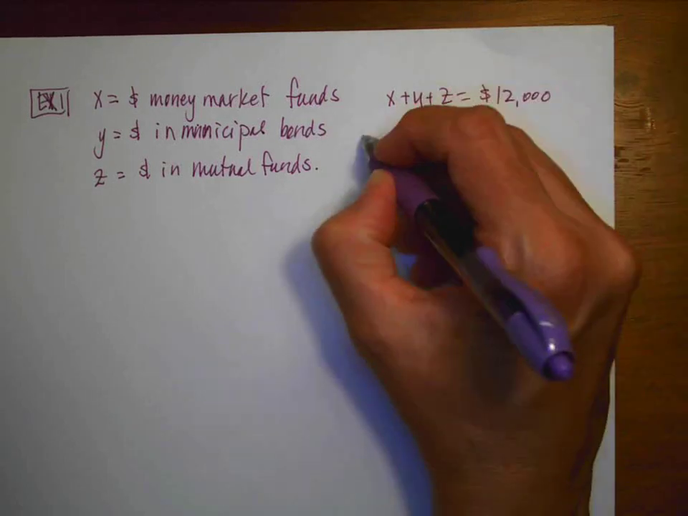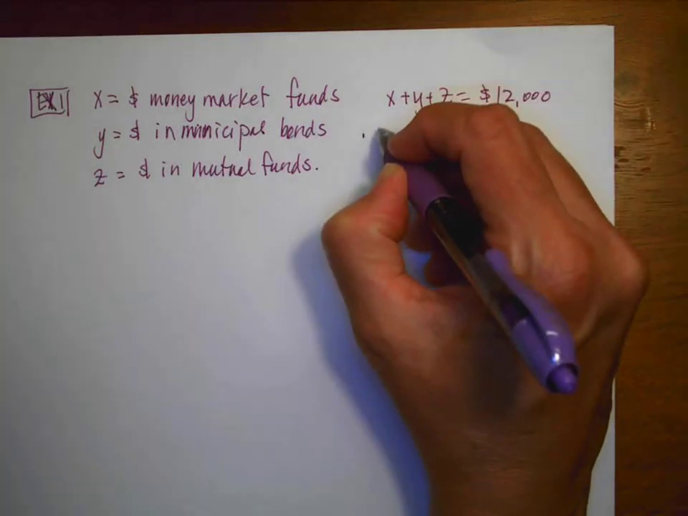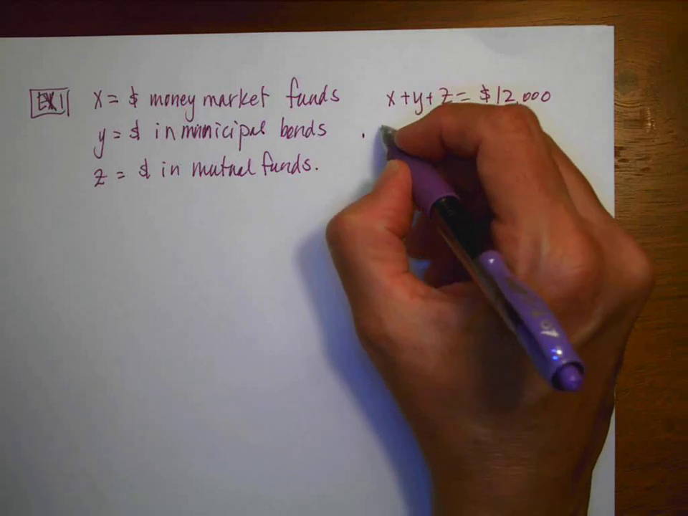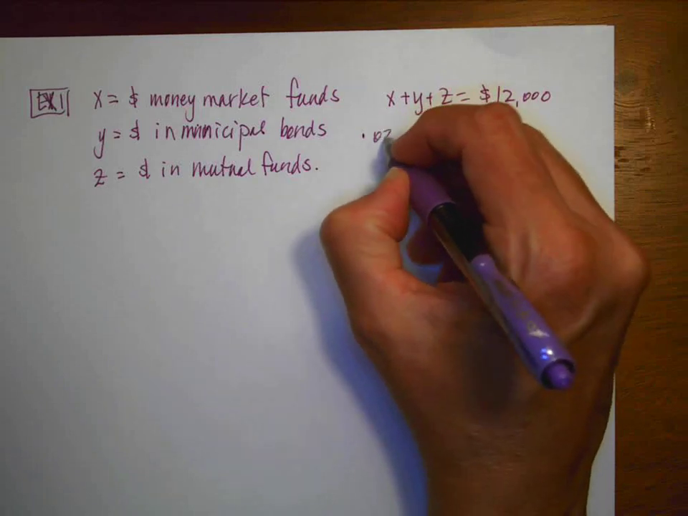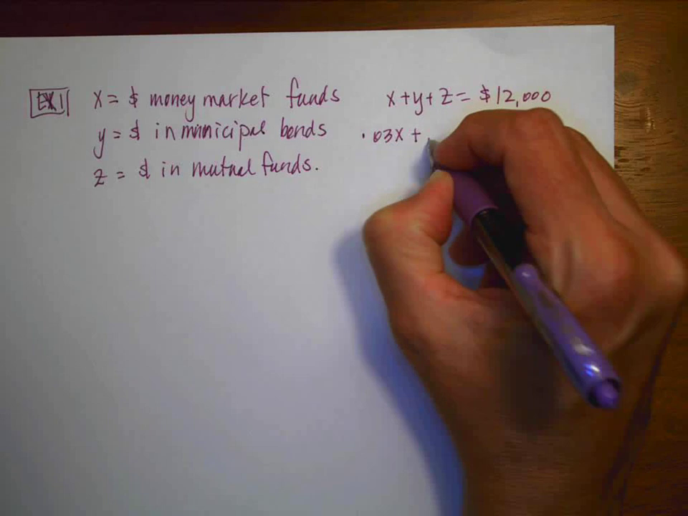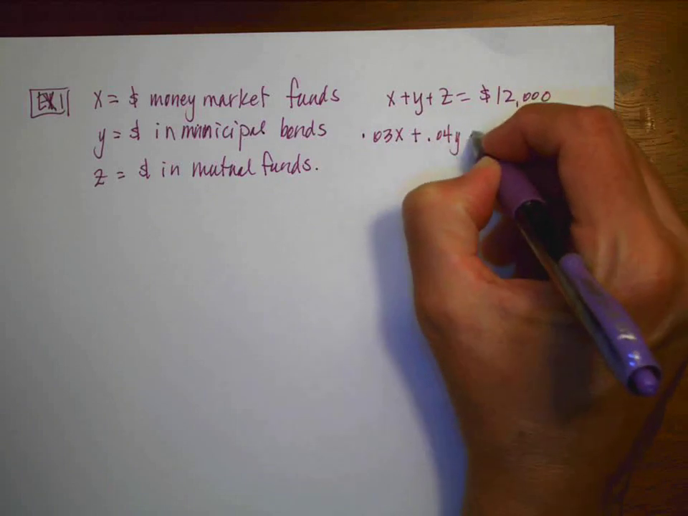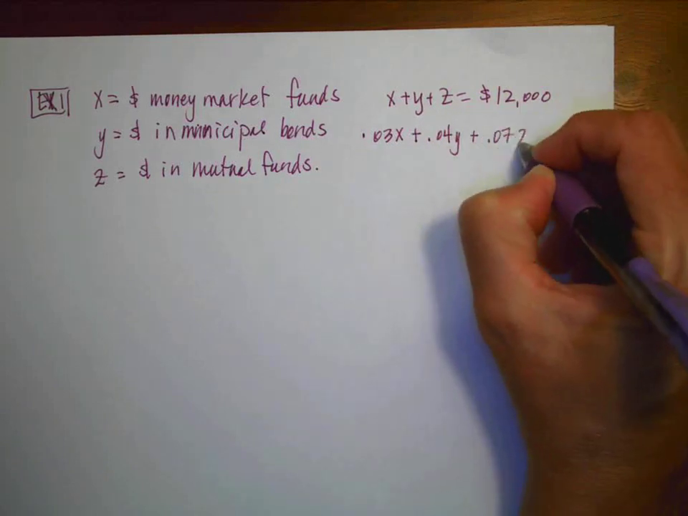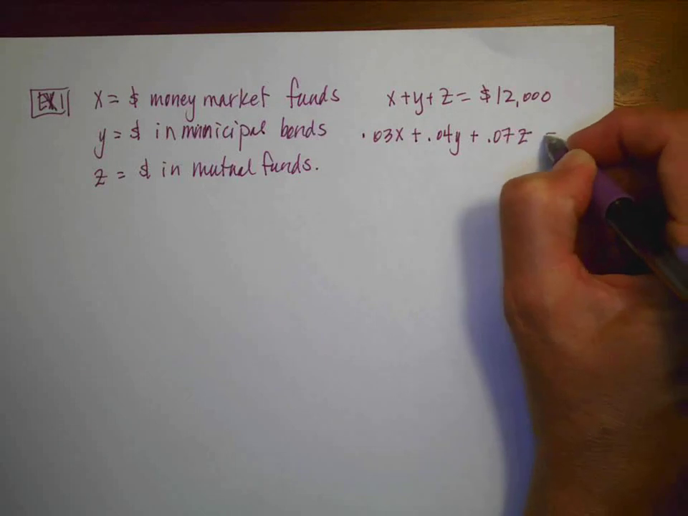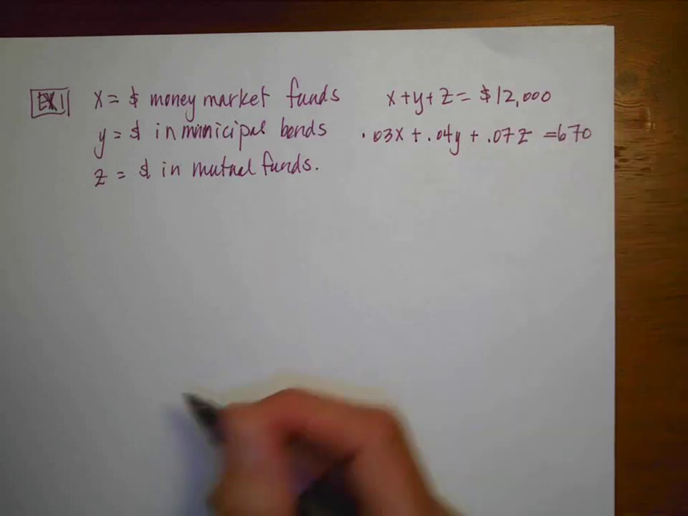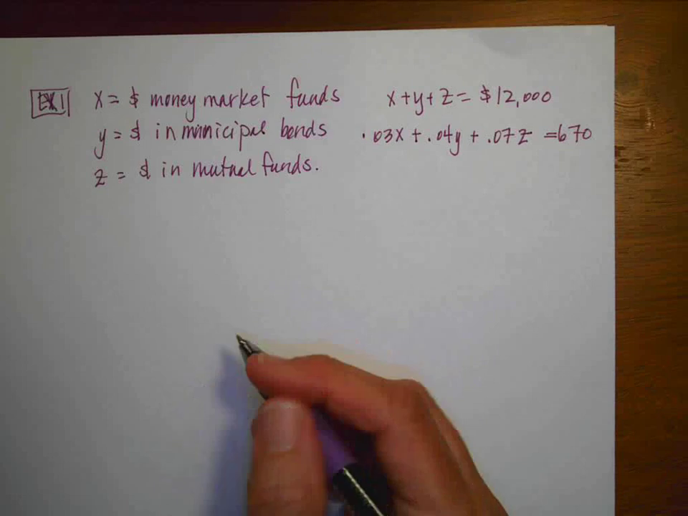And then I know that the first one's going to pay 4%. Is that correct? 3%. 3% for X. And then I'm going to have 4% for Y and 7% for Z. And the amount of interest that I earn is going to be $670.